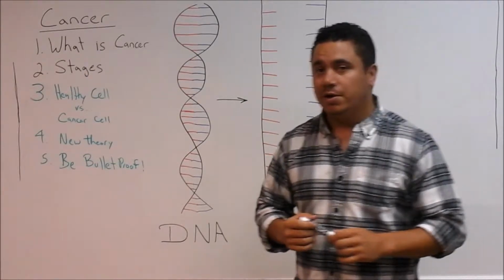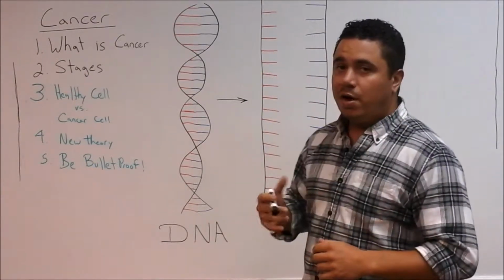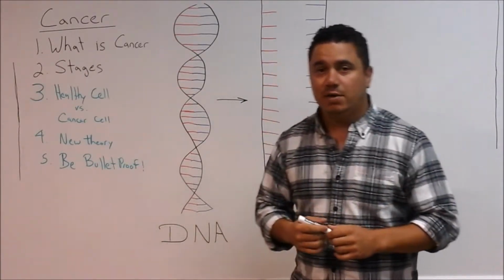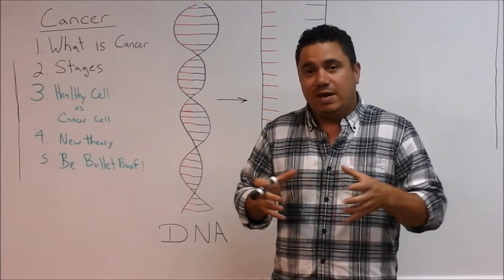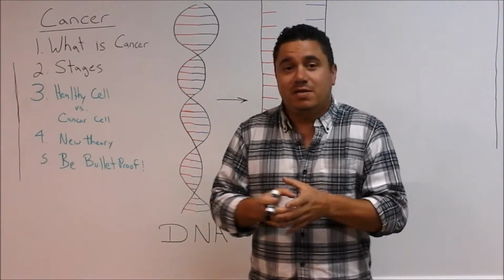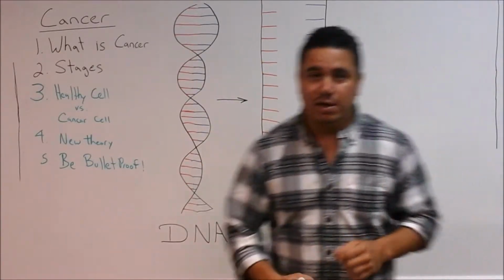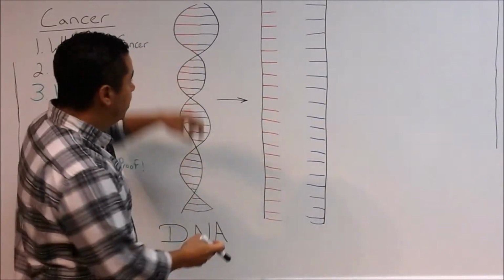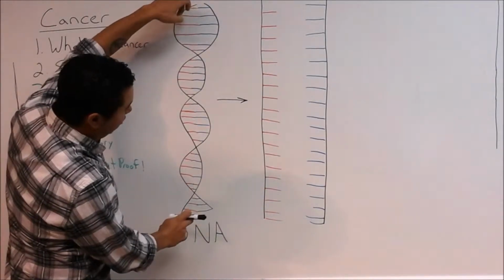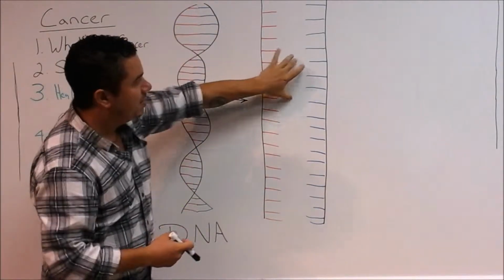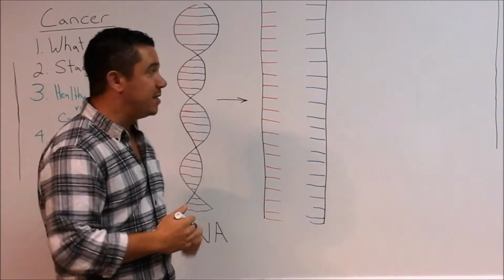So let's start here. In order to understand cancer, we have to understand what's inside the cell. Inside the cell, there's a nucleus, and inside that is something called DNA. This is my little DNA strand here. So what I'm going to do is take this DNA, untwist it, and break it apart, and this is what it looks like. Hopefully you can understand that.